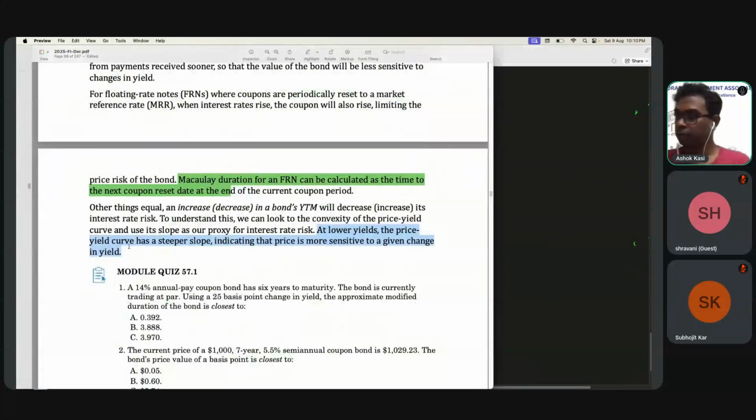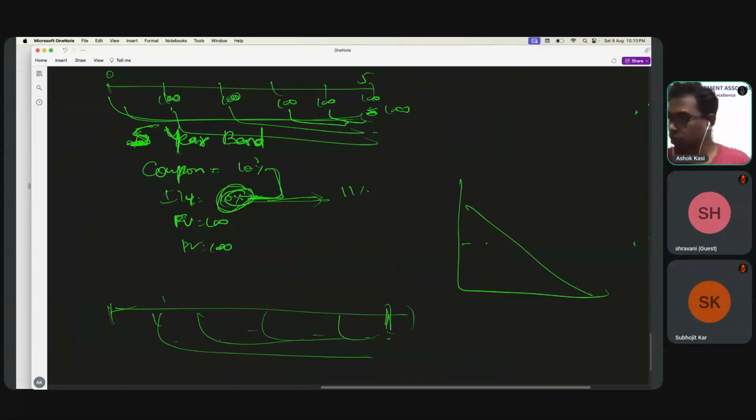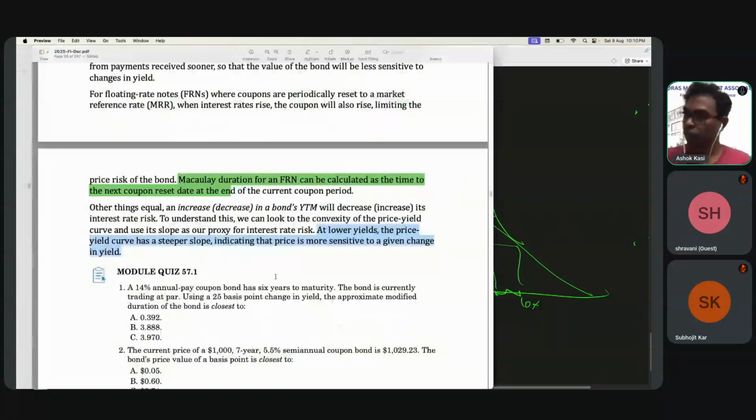At lower yield, the price yield curve has a steeper slope. So steeper slope means what? This is 10 percentage, and this is, let's say, 1000. At lower yield, it should go till here, but it is going up. It has a steeper slope, indicating that the price is more sensitive to a given change in yield. At lower yield, it is more sensitive. Otherwise, an increase in your bond's YTM will decrease its interest rate risk, or a decrease in your bond's YTM will increase its interest rate risk.